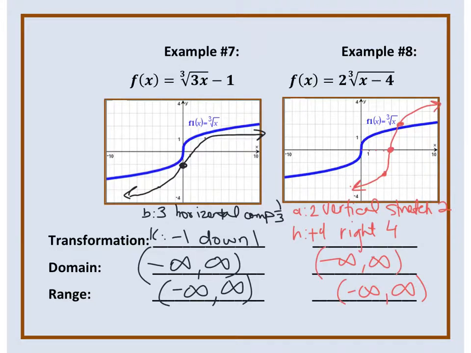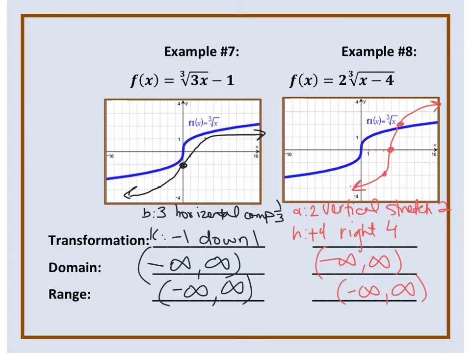Hopefully you got all of that right. It had a vertical stretch of 2. The graph went to the right 4. So the vertical stretch means that the graph got taller quicker. Okay, and we just shifted this graph to the right 4 units because H was a positive 4, because we always change the sign. And domain and range, I'm not going to trick you here. Domain and range for a cube root function is going to be negative infinity to infinity.